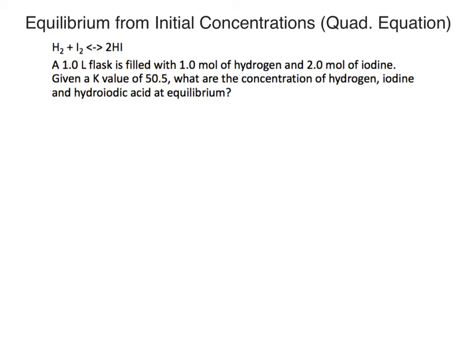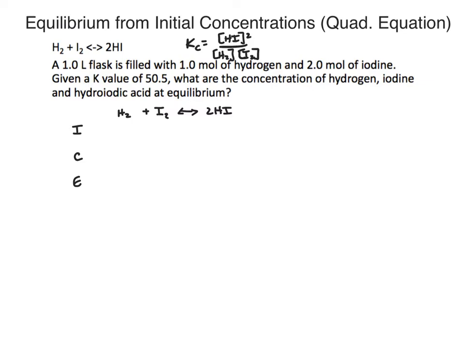So we have our balanced chemical equation, and that's going to allow us to get our equilibrium expression. So now that we've established our equilibrium expression, we're going to go ahead and set up our ICE table. So now that we've established our ICE table, we want to plug in the values that we actually know.